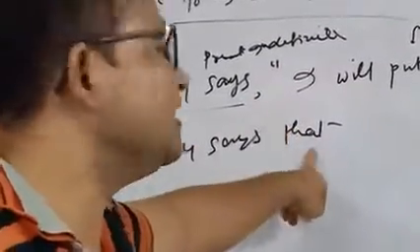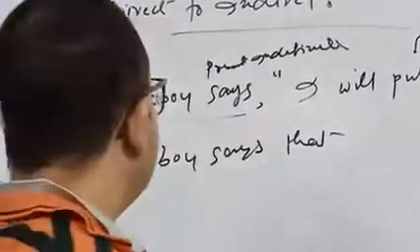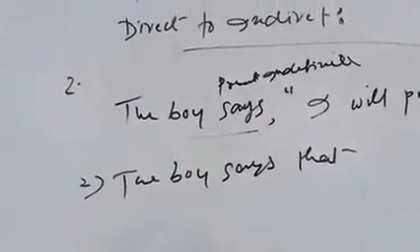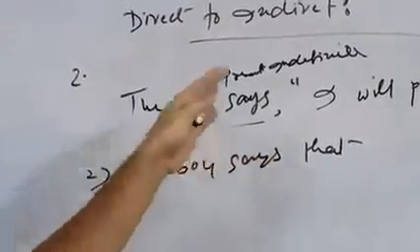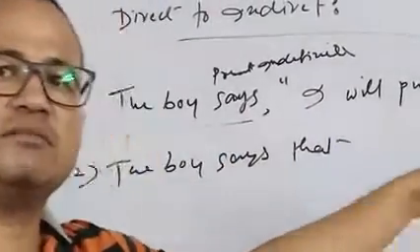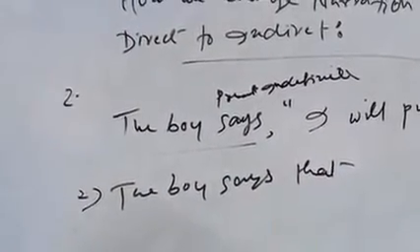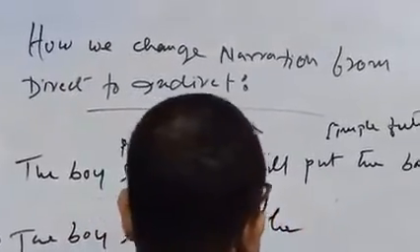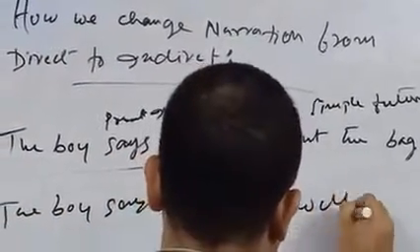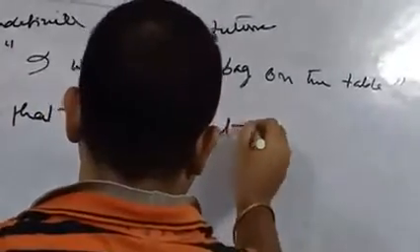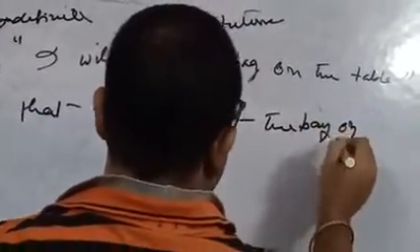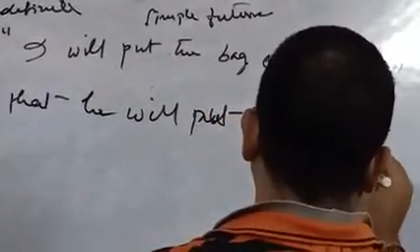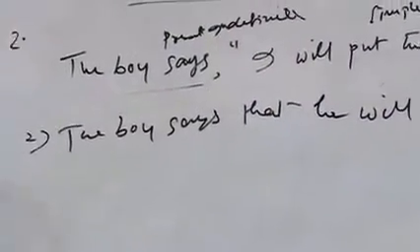Instead of that we are putting the conjunction "that". The boy, when speaking, says "I will put", but if I report that speech to a third person, I will say "he". So "he", and the tense remains the same: he will put the bag on the table. So this particular thing is very essential.